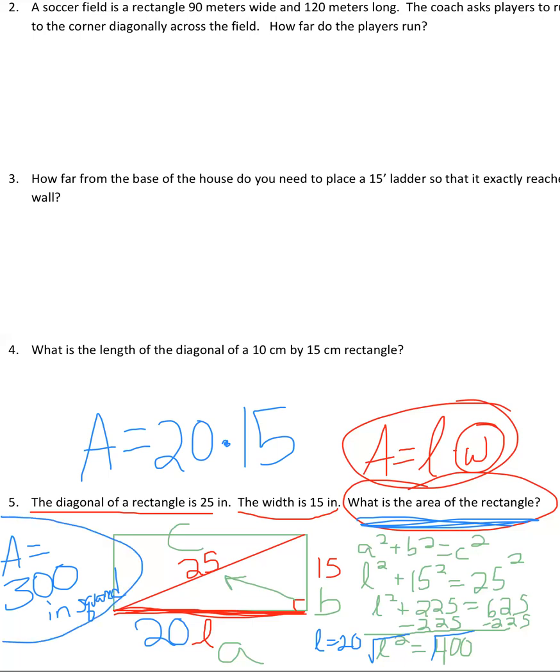So having numbers 1 and 5 done out for you should make 2, 3, and 4 doable. Okay, so give them a shot. Let us know if you have any questions.